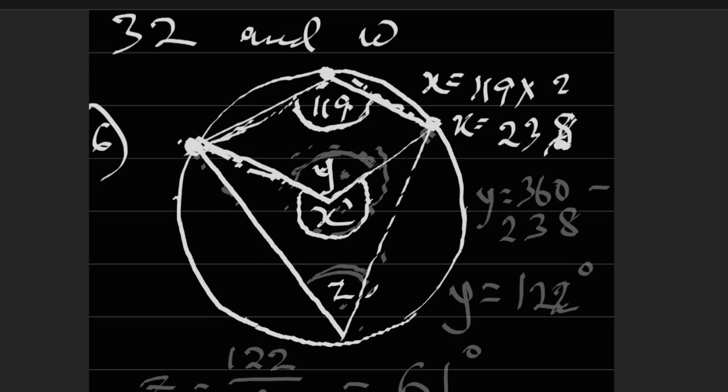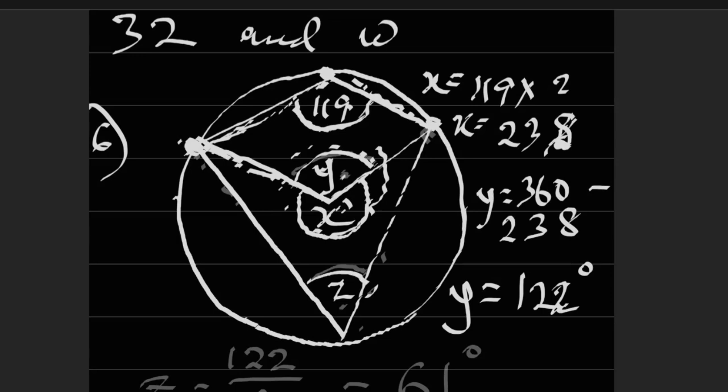So now that I've gotten this one as 238, I can easily get this angle Y using sum of angles meeting at a point is 360. A complete cycle is 360. So if this one is 238, then definitely angle Y will be 360 minus 238. So angle Y will be 122. Angle Y will be 122 degrees. We have gotten this angle.